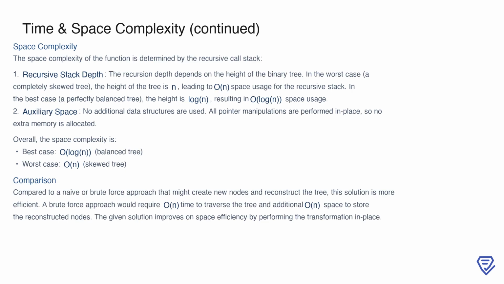Now, let's consider the space complexity of the function, which is primarily determined by the recursive call stack. The depth of the recursion depends on the height of the binary tree. In the worst-case scenario, where the tree is completely skewed, the height equals n, leading to O(n) space usage. On the other hand, in the best-case scenario of a perfectly balanced tree, the height is log n, resulting in O(log n) space usage. Importantly, no additional data structures are used in this solution, as all pointer manipulations are performed in place. This makes the space complexity highly efficient.